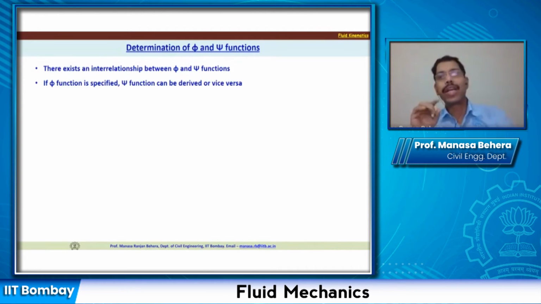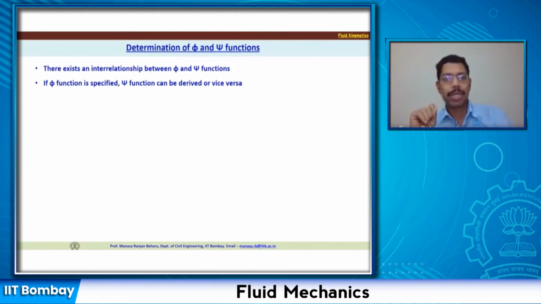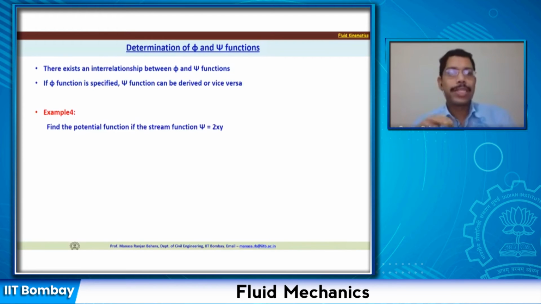There exists an interrelationship between the phi and psi functions. So we have already seen that if you know that there is a phi function, you can correlate that to the velocities, and again the same velocity is related to the psi function. So if you know phi function, you can find out psi function. If you know psi function, you can find out phi function, or vice versa. All right. So let us quickly look at one example of that. Let us say I have the psi function which is psi equals 2xy. So you have to find out the phi function, that is the potential function. So how do I do it?